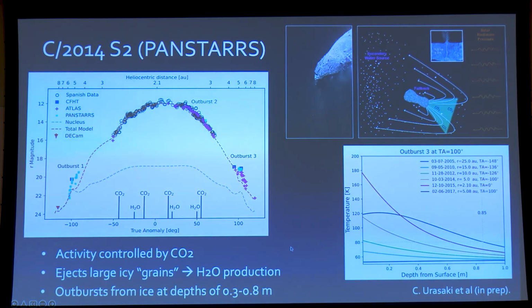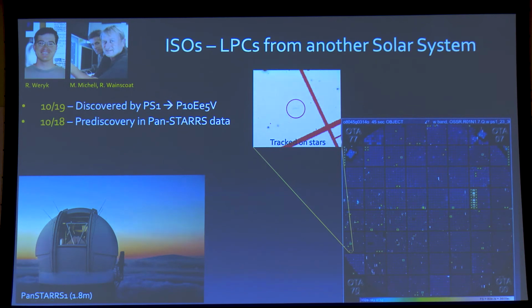So let's switch gears a little bit now and move to the interstellar objects. Just to remind you, in case you've forgotten, the very first one was discovered with the Pan-STARRS telescope in 2017 by Rob Weryk. Here's the Pan-STARRS telescope, and it was actually discovered at the edge of this enormous CCD array. Here's the image of discovery.